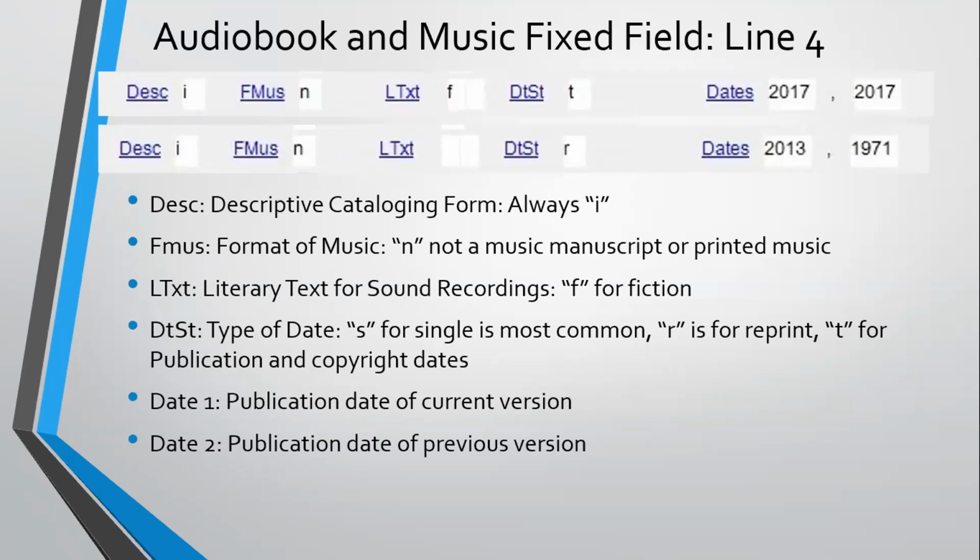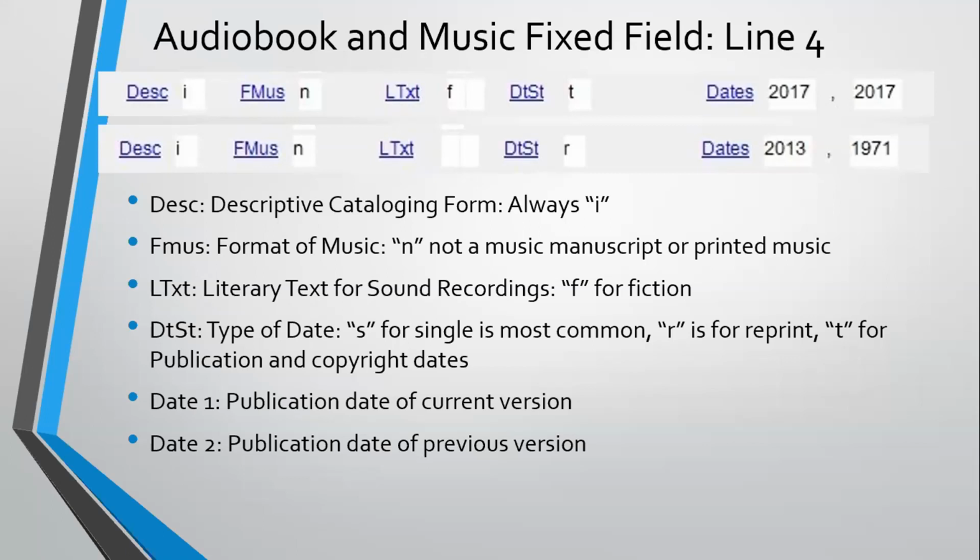So our last line of fixed fields for audiobooks and music. The descriptive cataloging form is always going to be I in combination with RDA in your 040 field. You can also use C if you are opting to omit punctuation, if you're going for a minimally punctuated record.